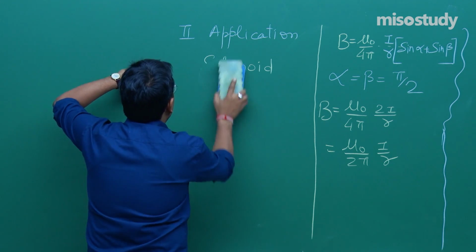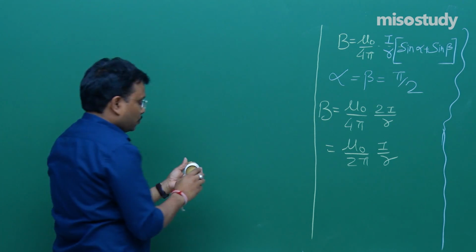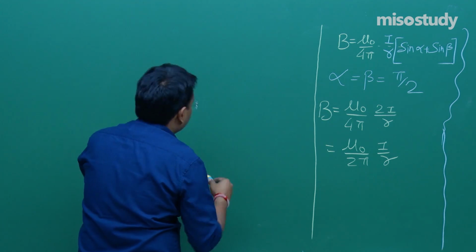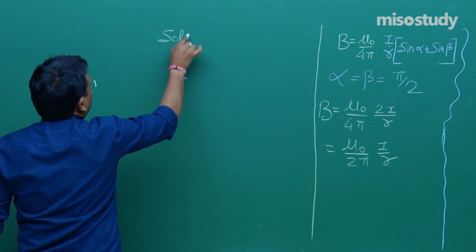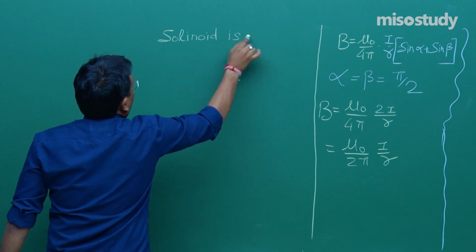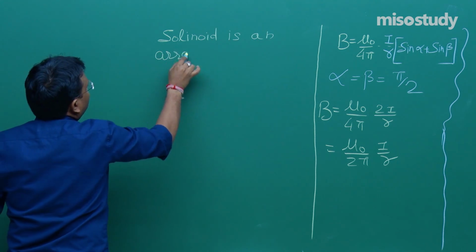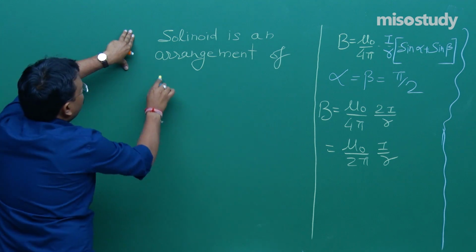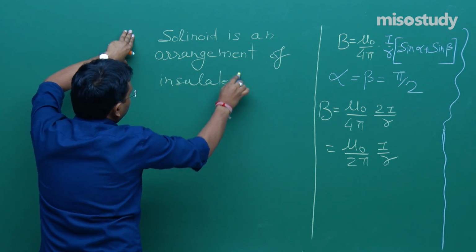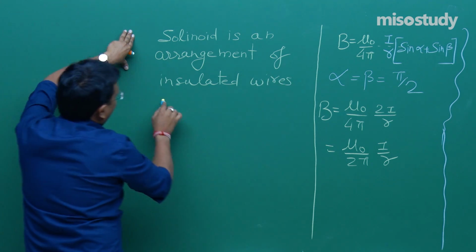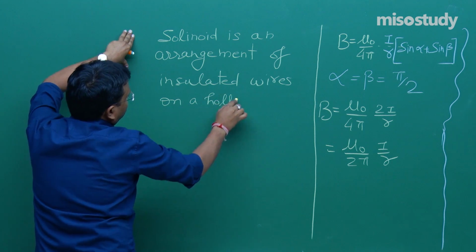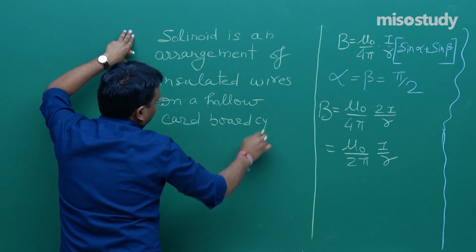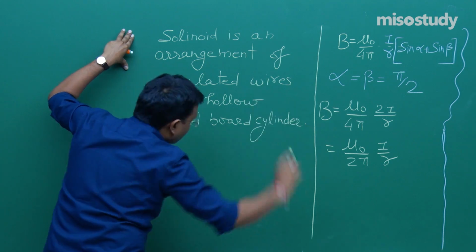So, the first point I should write down about the solenoid, although I showed you this simple device so that the visualization is really very simple: a solenoid is an arrangement of insulated wires on a hollow cardboard cylinder. Okay, the way I explained.